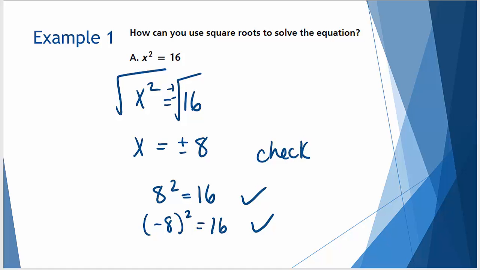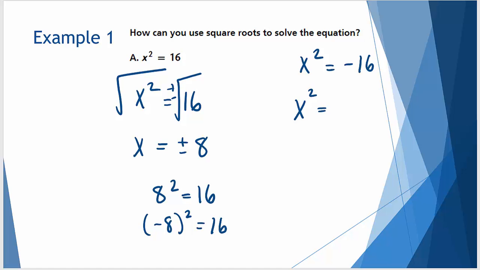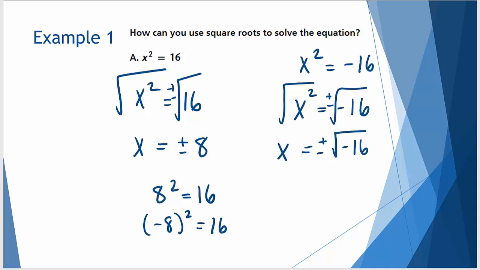Now where we're moving to is if we get a question where we have a negative on the other side. In the past, we've said that we haven't been able to actually solve this question. But today, we are going to actually solve it using imaginary numbers. So we approach it the exact same way. We take the square root, plus or minus, of both sides. So x is by itself on the left-hand side, and on the right-hand side, we get plus or minus the square root of negative 16.